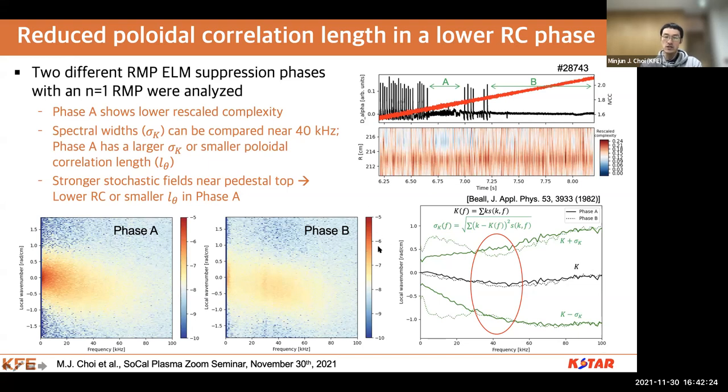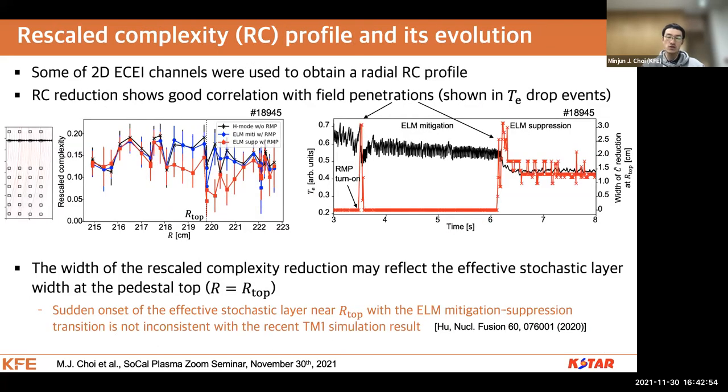This spectral analysis has some disadvantage in that it needs many pairs of channels to obtain a single result, so the spatial resolution is not very good. On the other hand, the rescaled complexity can be calculated point by point. I mean, every single channel can give you some information.